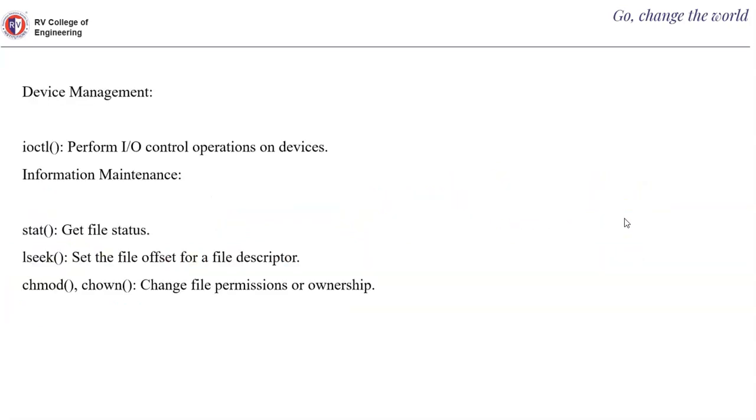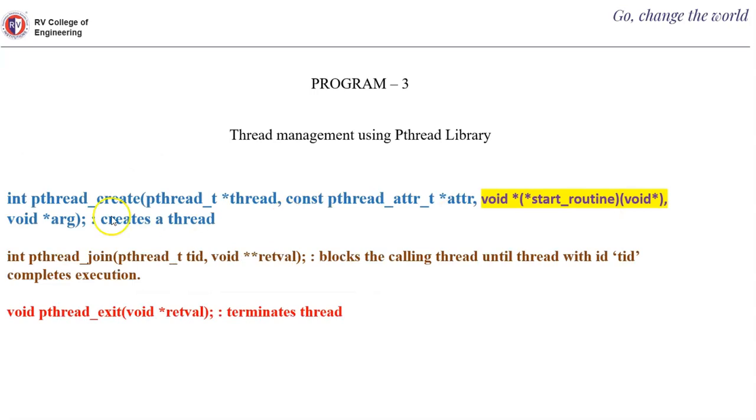And the fourth argument is the argument that you're going to pass to this function. So the third argument is the function name, and if you want to pass arguments to that function, you pass them as the fourth argument here. The pthread_create function returns 0 on success and -1 on failure to create a thread.